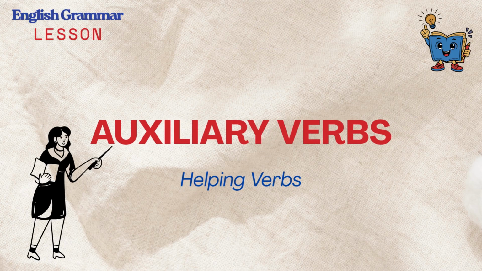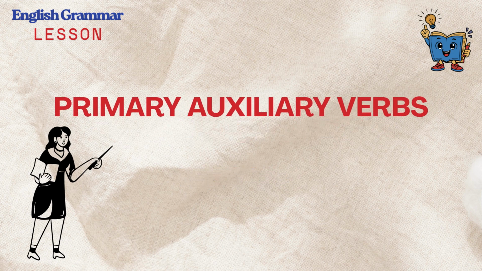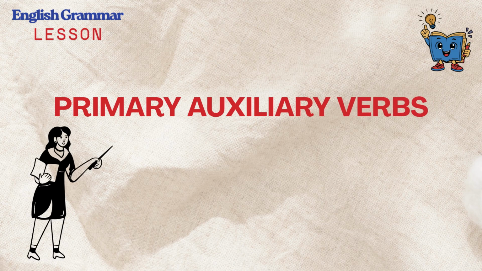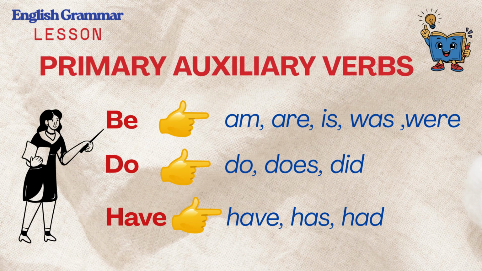Today, we are mastering auxiliary verbs. You can think of this as helping verbs. They work alongside the main action verb to show us the tense, the mood, or the voice of a sentence. Let's look at the three main ones. Primary auxiliary verbs, these are be, do, and have.